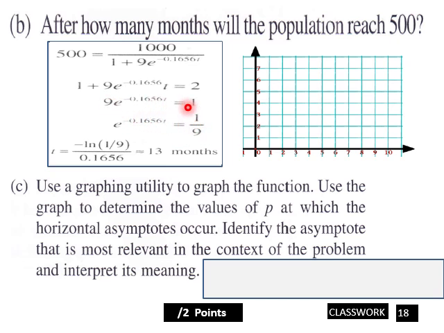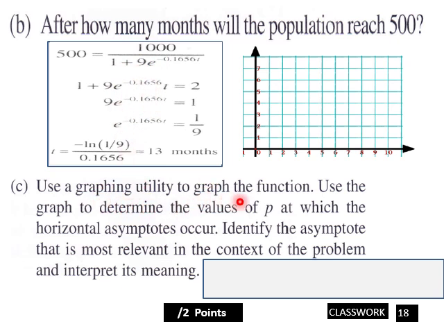So we move our 9 over here. And then we take the natural log of both sides and we isolate our t. And when you crank this out, you'll get 13 months for the population to reach 500. You could graph this too, probably, and find that as well, from the original function.